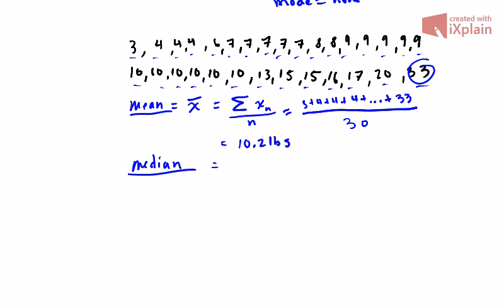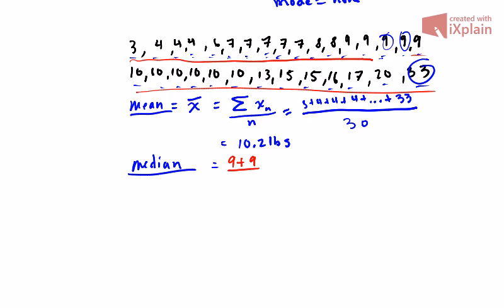So I would have 1, 2, 3, 4, 5, 6, 7, 8, 9, 10, 11, 12, 13, 14, 15, and 16, where I have 14 on each side. So I have 14 elements here, and then I have 14 elements on there. So basically, I'm going to take 9 plus 9 divided by 2, which is obviously 18 divided by 2, which is obviously 9 pounds. Okay?